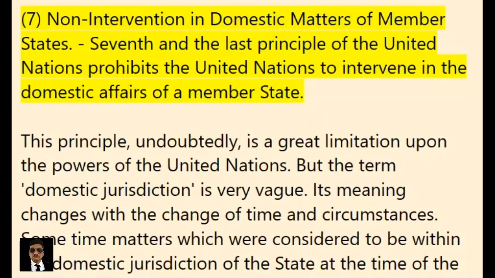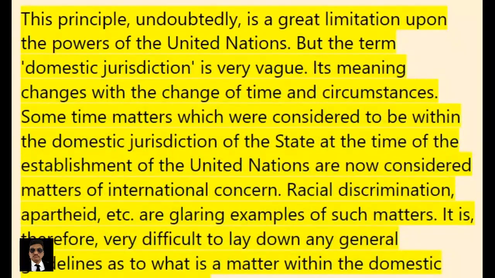7. Non-intervention in domestic matters of member states. The seventh and last principle of the United Nations prohibits the United Nations from intervening in the domestic affairs of a member state. This principle, undoubtedly, is a great limitation upon the powers of the United Nations. But the term domestic jurisdiction is very vague. Its meaning changes with the change of time and circumstances.